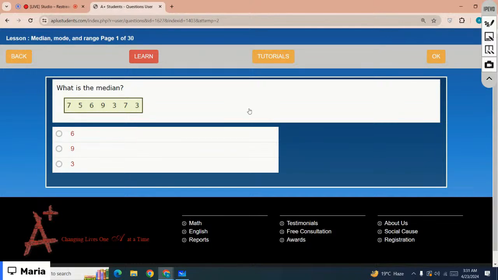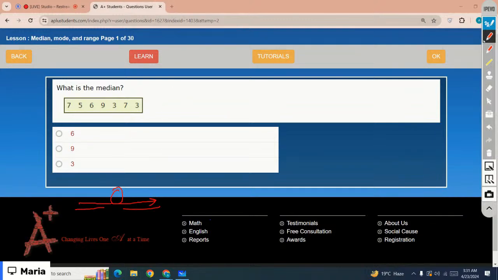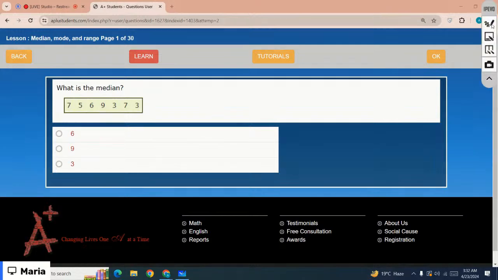What is the median? Okay, first thing first, you have to arrange them from least to greatest. They are 3, 3, 5, 6, 7, 7, and 9. 1, 2, 3, 4, 5, 6, 7. They are 7 in number. That is exactly the median, exactly the middle one. Three numbers before, three numbers after. The correct option is 6. The median is 6.